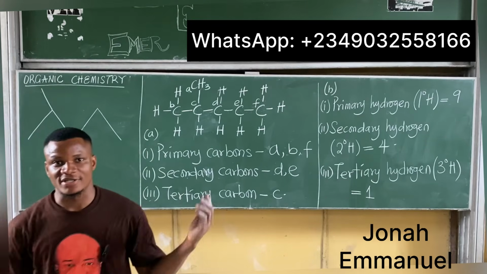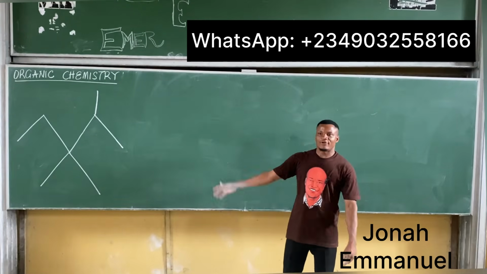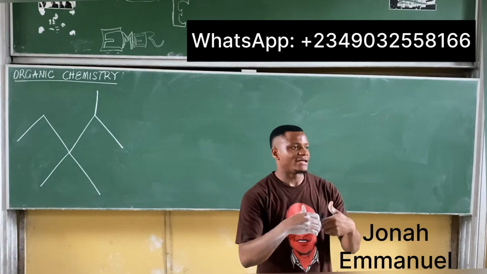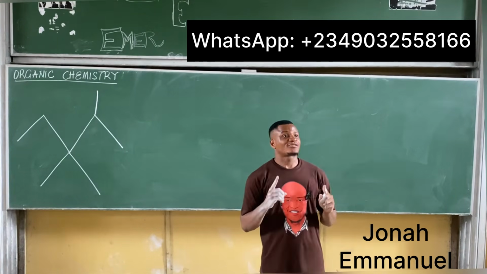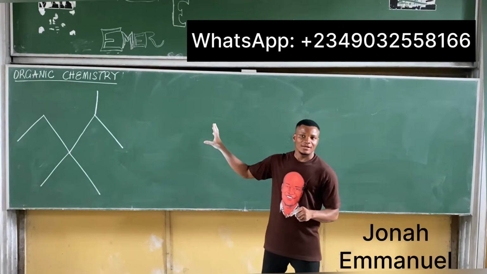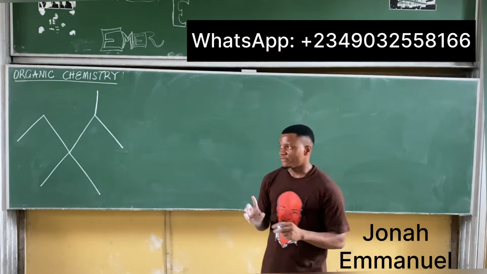Let's take one more example on this and then we'll proceed. For this same example, let's try to get the number of primary, secondary, tertiary, and their hydrogens. Now listen, trying to draw a structure for a complex structure like this would be time wasting. What do I do? Figure it out.